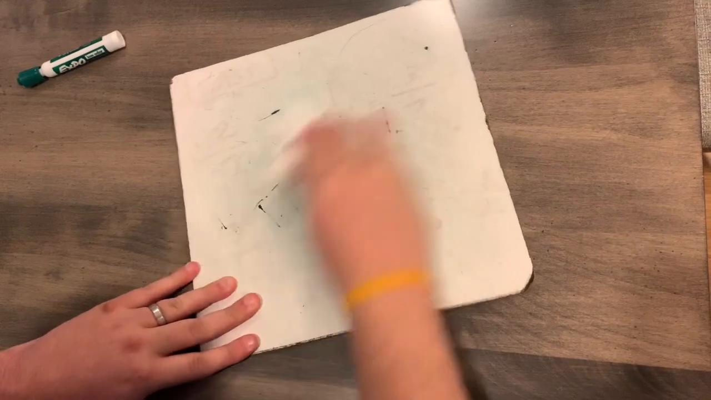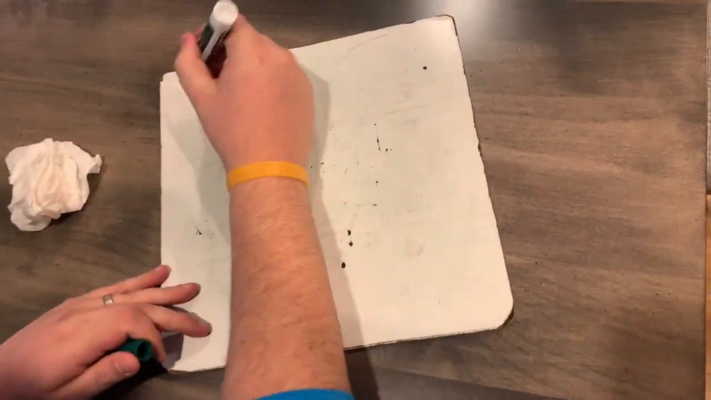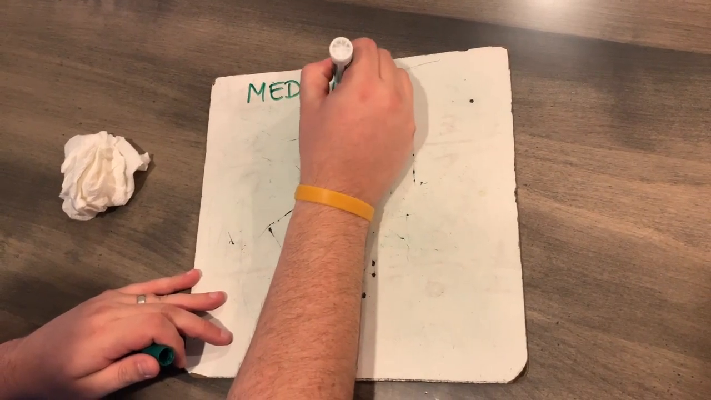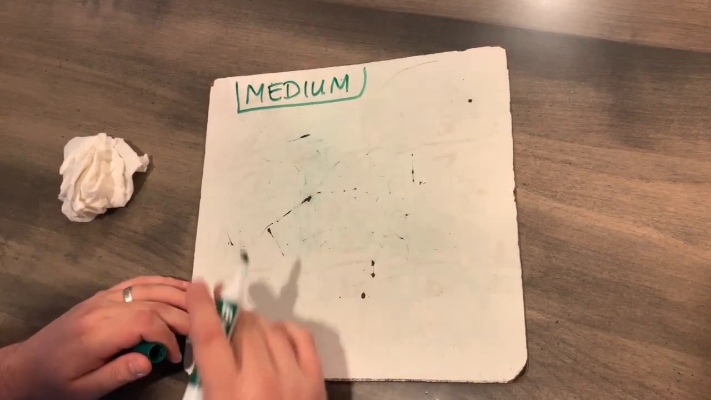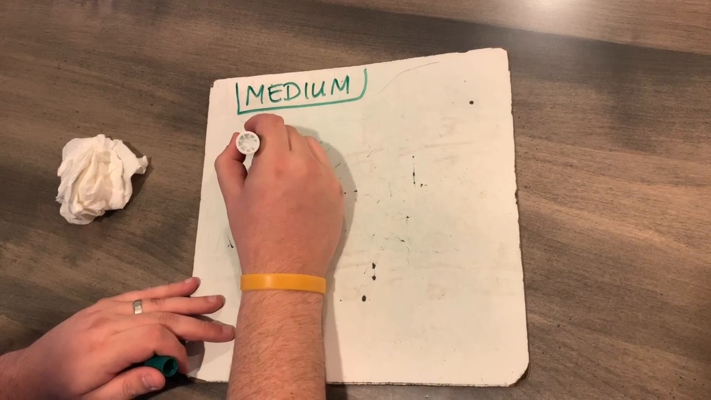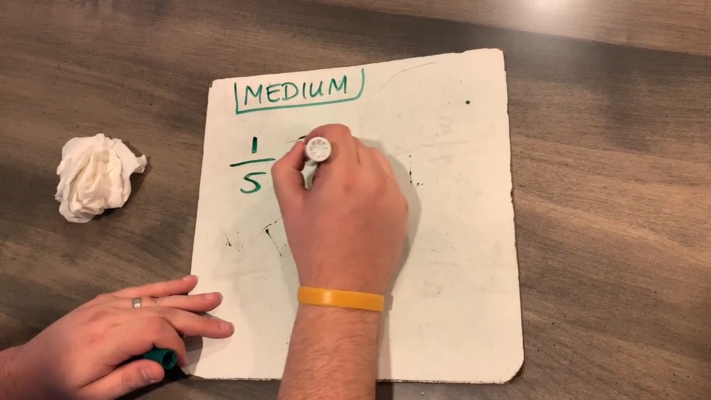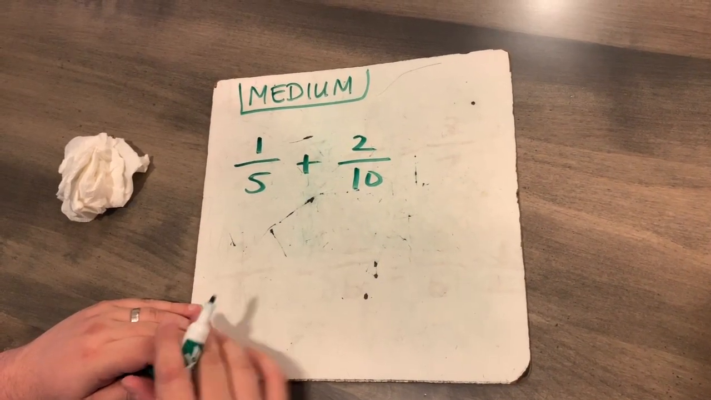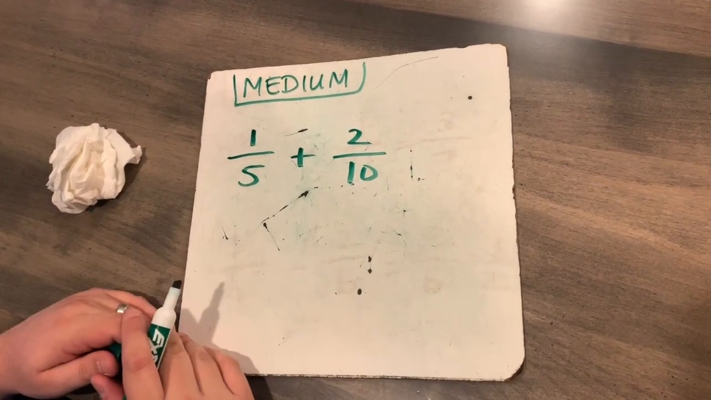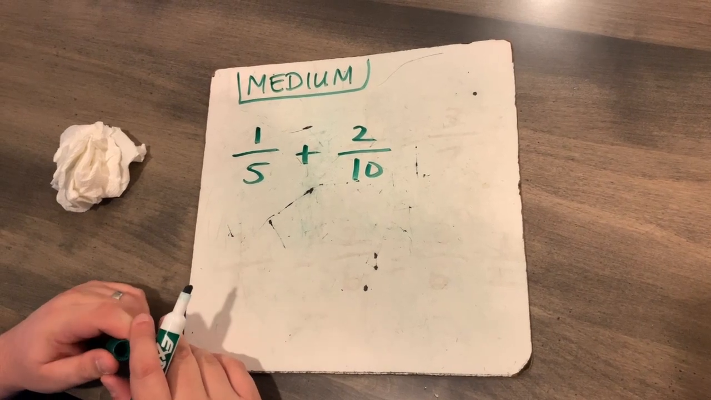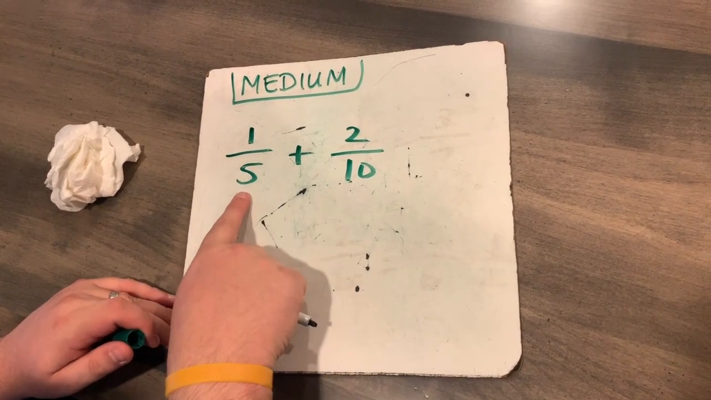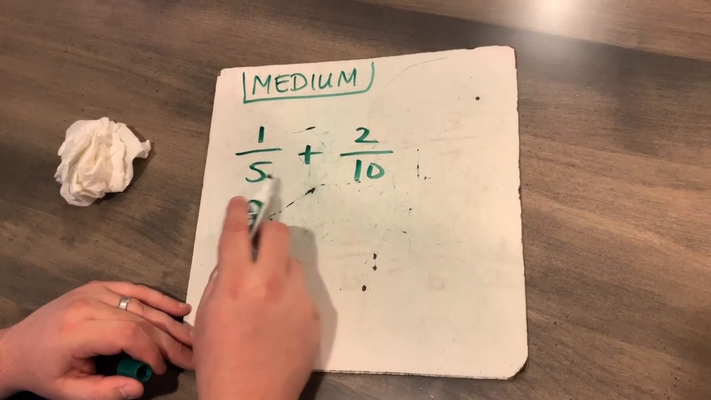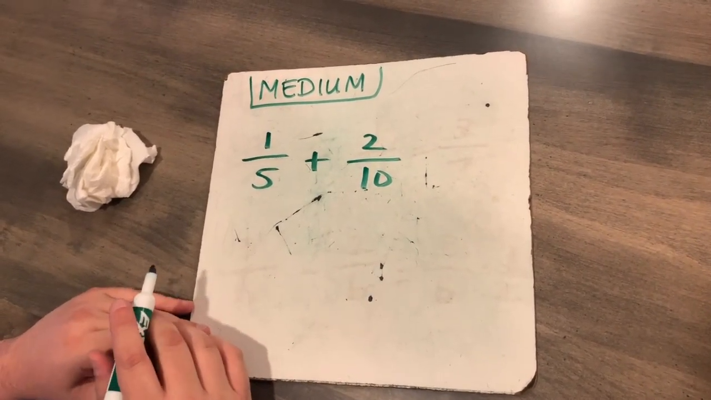Oops, sorry. All right, then we have the mediums. The medium level is like this. So let's say I have 1/5 plus 2/10. My denominators are not the same. So the question I should always ask myself is, can I turn one of these into the other one? And this one I can easily turn a 5 into a 10, and we do that by multiplying.